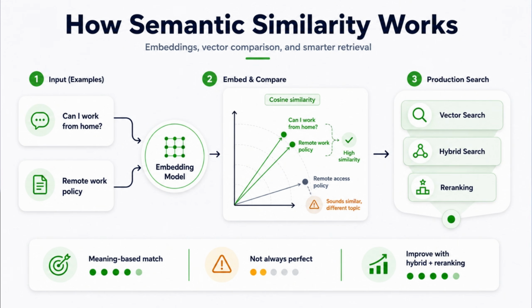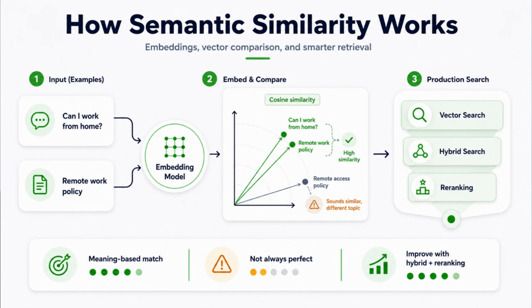One common method used for comparison is cosine similarity. You don't need to understand the maths in detail for now. Just remember that cosine similarity helps compare whether two vectors are in the same direction. And this is where people sometimes get confused. Semantic similarity is powerful, but it is not perfect. It can still retrieve the wrong content.